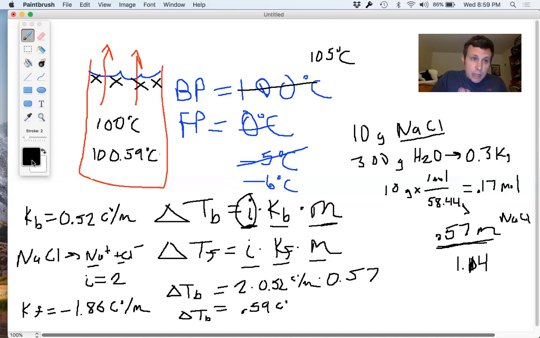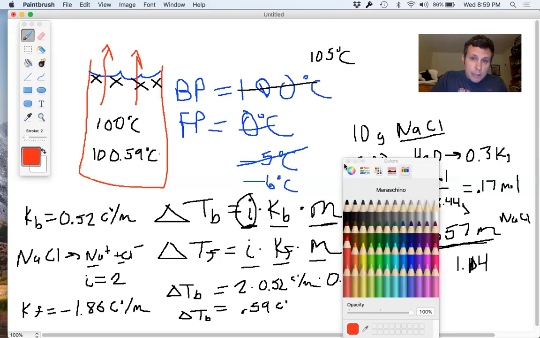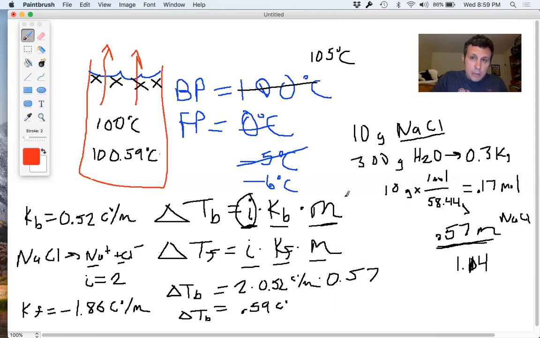But that's just a summary of colligative properties, and certainly we can do some more practice with this with the quizzes and make sure that that all makes sense.